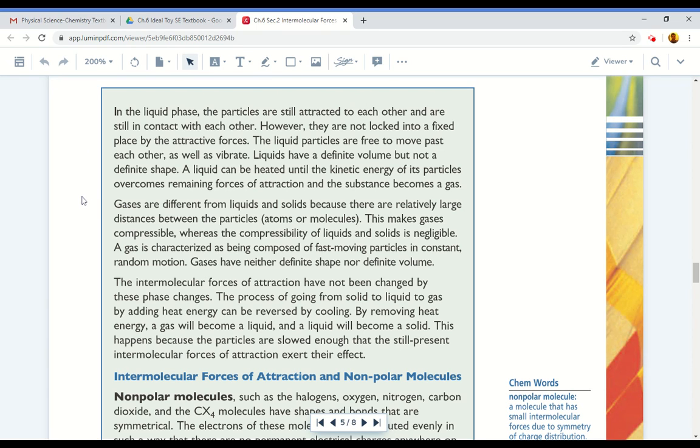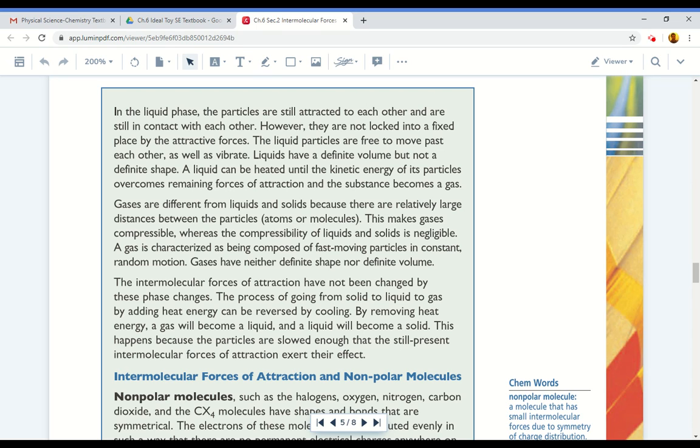Gases are different from liquids and solids because there are relatively large distances between the particles, atoms or molecules. This makes gases compressible, whereas the compressibility of liquids and solids is negligible. A gas is characterized as being composed of fast-moving particles in constant random motion. Gases have neither definite shape nor definite volume. The intermolecular forces of attraction have not been changed by these phase changes.